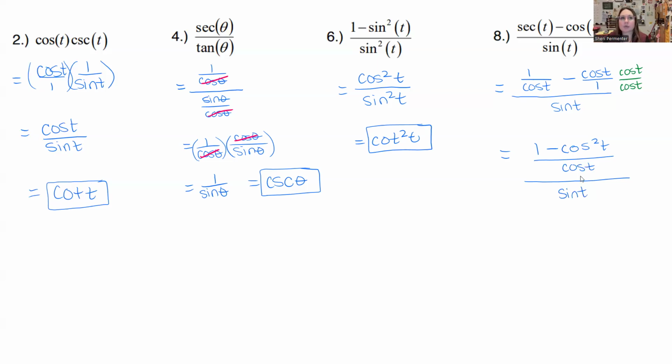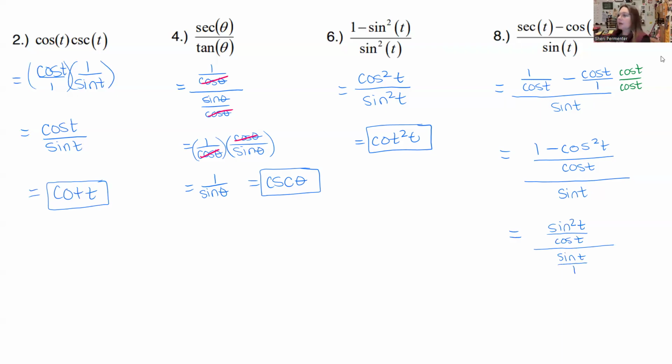So they're like denominators, I can put them together. Now I have a 1 and a trig function squared. Is that in my chart? By golly, it is. So what is 1 minus cosine squared? Sine squared, yep. So I have sine squared t over cosine t, and then it's all over sine t. I could make it a fraction over a fraction if I needed to, and it's over 1 technically.